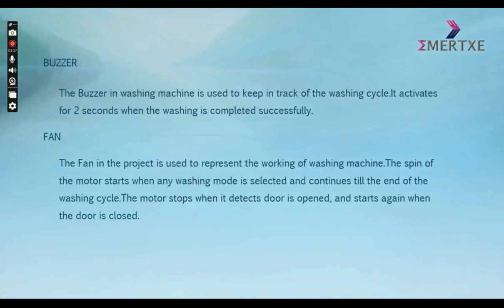Buzzer. The buzzer in the washing machine is used to keep track of the washing cycle. It activates for 2 seconds when the washing is completed successfully. Next, coming to the fan. The fan in the project is used to represent the working of the washing machine. The spin of the motor starts when any washing mode is selected and continues till the end of the washing cycle. The motor stops when it detects the door is opened and starts again when the door is closed.